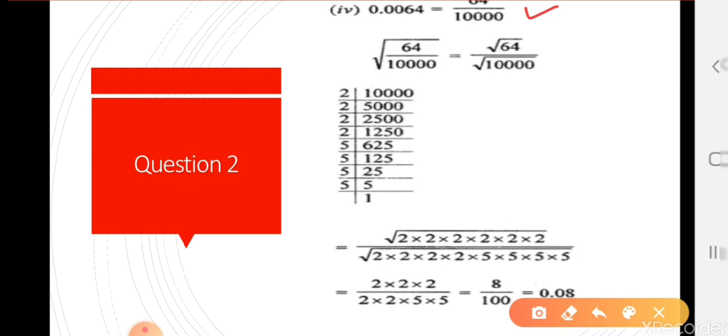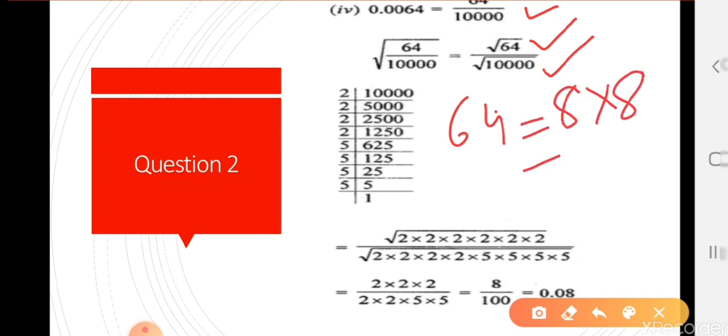Now the same process we will do. We will take out the prime factorization of the numerator also and the denominator also. Now here 64 we know. 64 we can say that it is 8 into 8. It is the square of 8, so the square root of 64 will come 8.